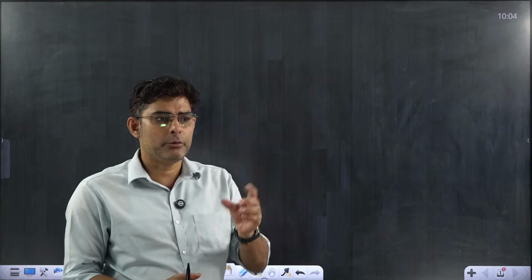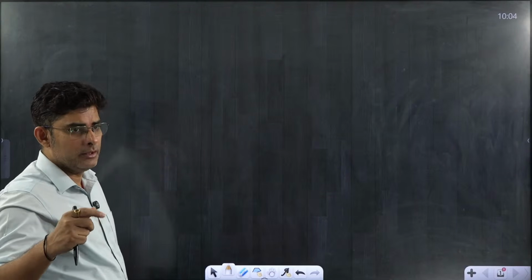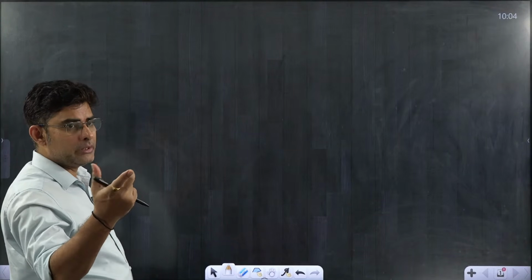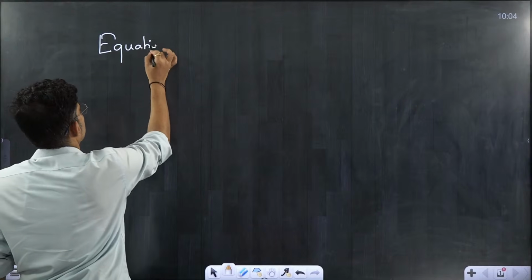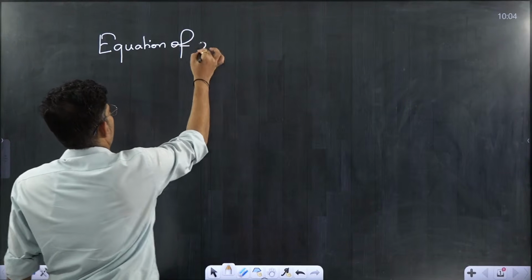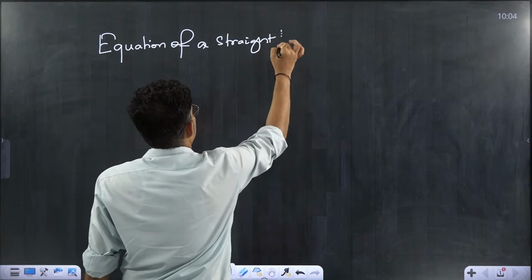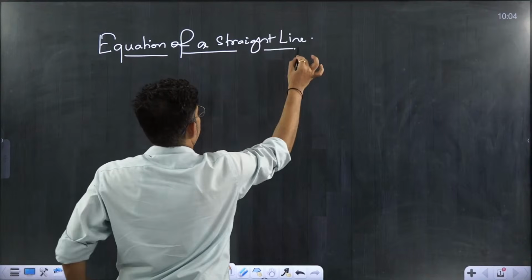But before that, we will quickly go through, yesterday I told that we have to study also about the equation of a straight line. So yeah, fine. Slope and coordinates we had discussed. I had told you the quick method of finding. Now, we will now come to the equation of a straight line.